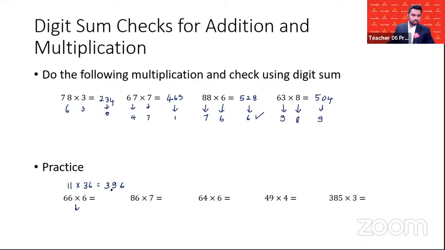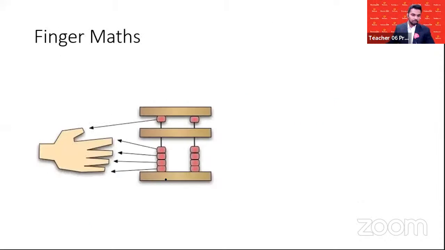So what is the digit sum of 396? It is going to be 9. The digit sum of 66 is nothing but 3, and the digit sum of 6 is going to be 6 itself. So 18 is the product of 3 and 6 that has a digit sum equal to 9, and hence the multiplication is verified. So let me leave the remaining practice problems for you to solve at home.